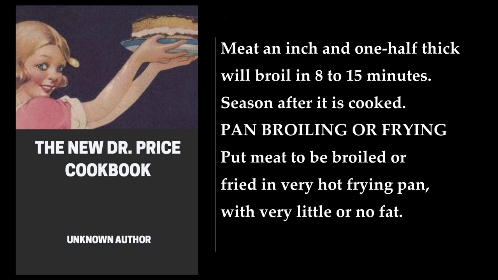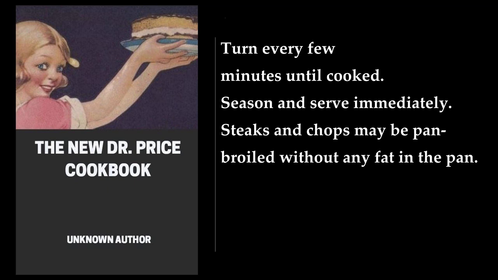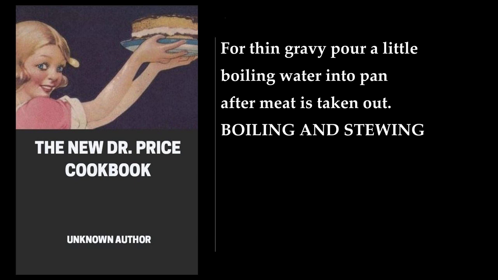Pan broiling or frying. Put meat to be broiled or fried in very hot frying pan, with very little or no fat. Turn every few minutes until cooked. Season and serve immediately. Steaks and chops may be pan broiled without any fat in the pan. For thin gravy, pour a little boiling water into pan after meat is taken out.